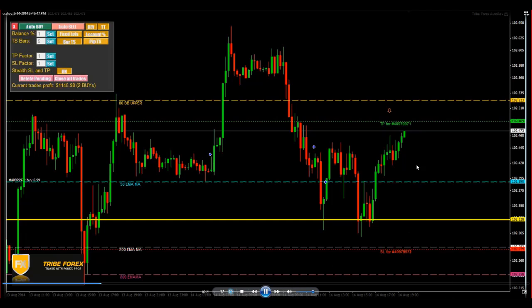And if you look at it, price comes right up. We have our stealth, SL, and TP on. And it really gives us a good exit at 102.48. So on this one, it was a very good opportunity.